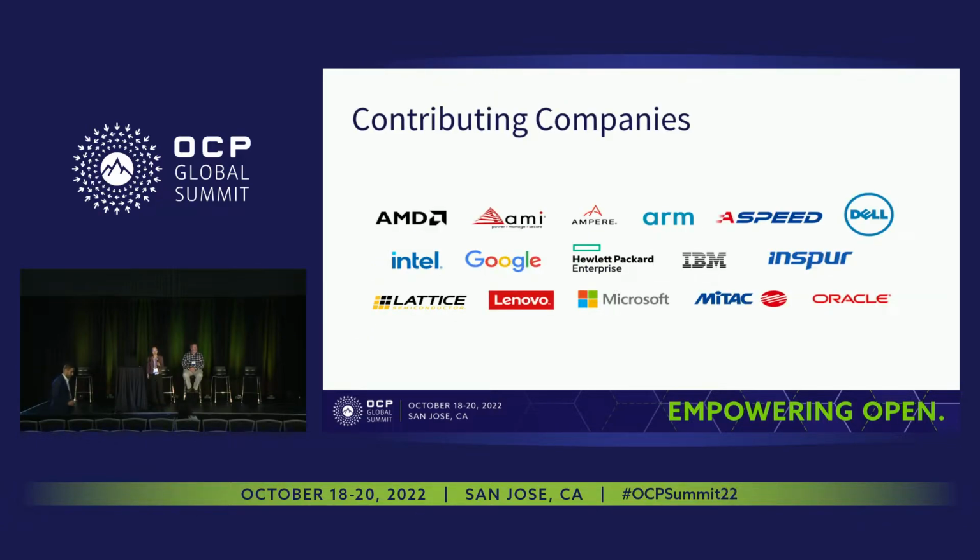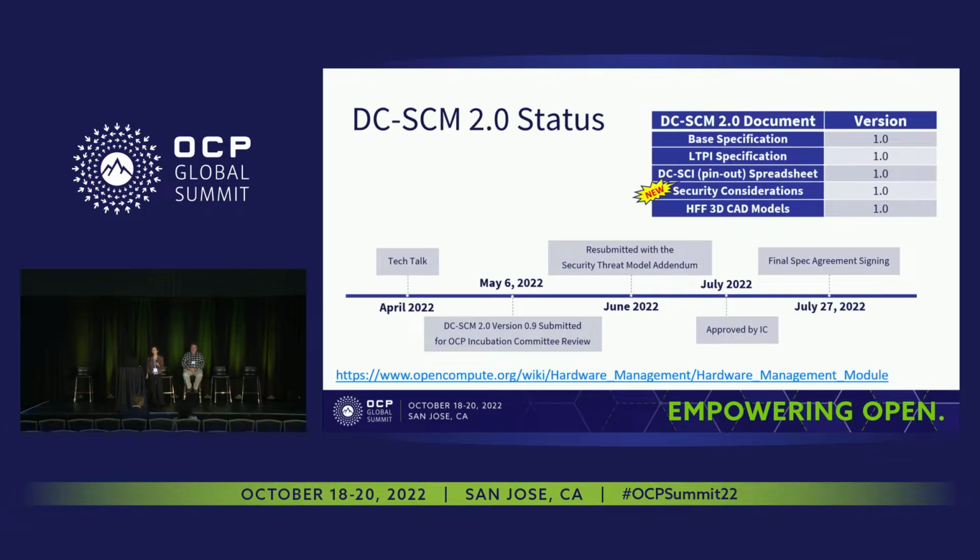Now we have 16 companies working together to create the DCSCM 2 spec and collaterals. For those who were present, give yourselves a pat on the back, because in July of this year, DCSCM 2.0 was approved by the IC, and we're in the process of getting the final spec agreement signed. Once signed, it will be official and available on the OCP website as an OCP specification.